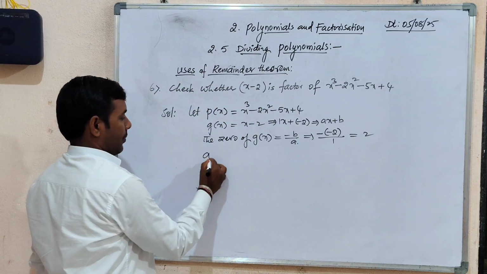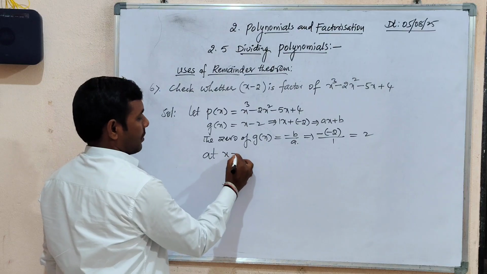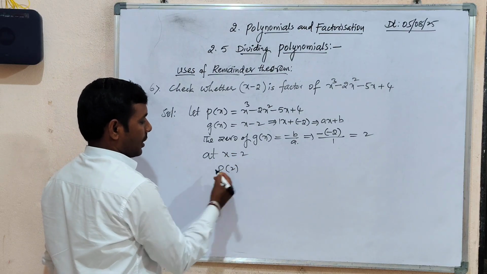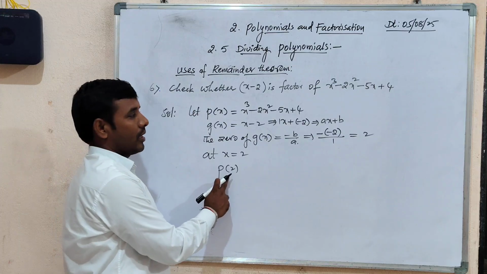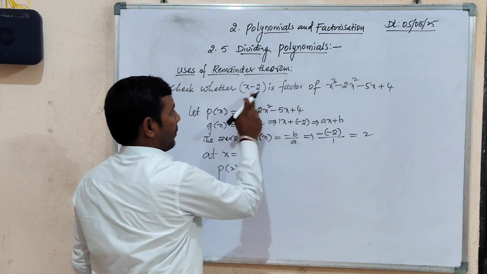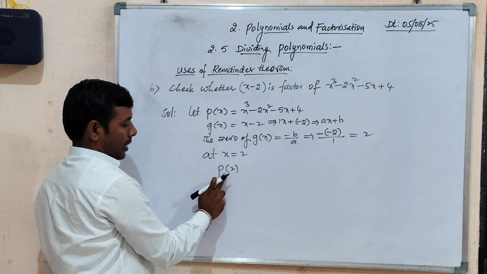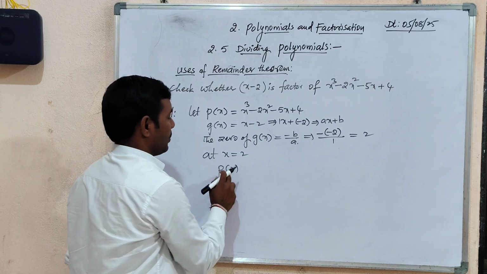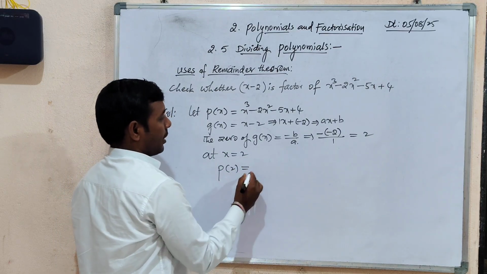Now x is equal to 2. Now, p of 2, what is this? This indicates the remainder. When it is divided with this, the remainder is p of 2. P of 2 is the remainder. Now, I am finding the remainder.